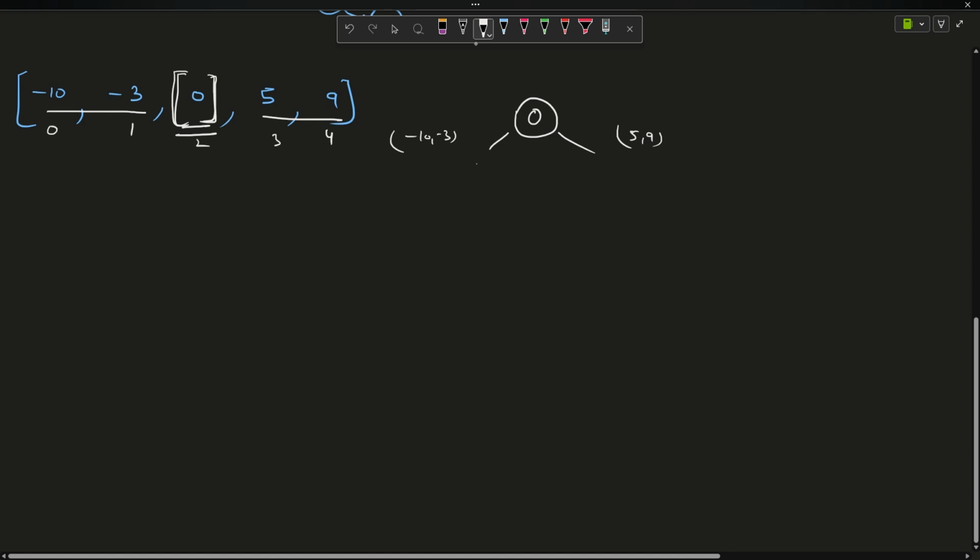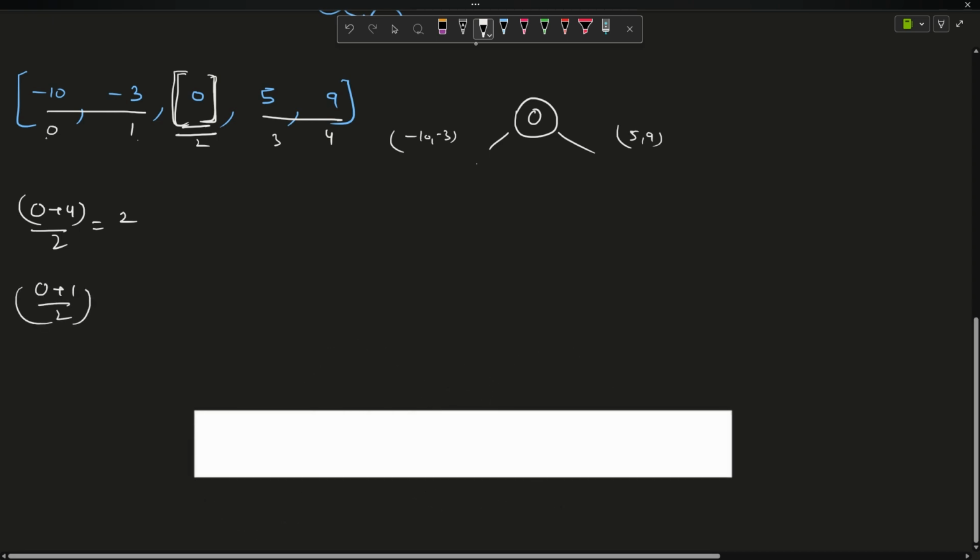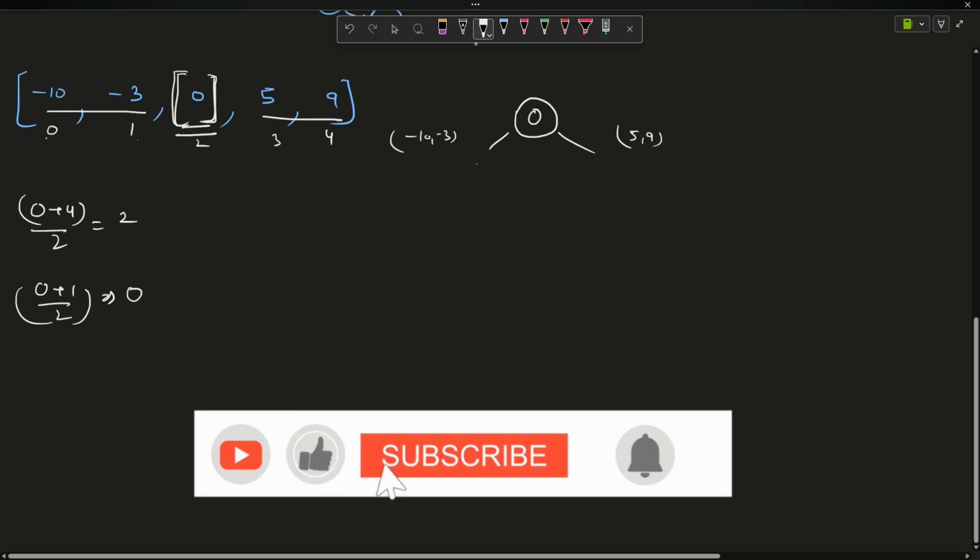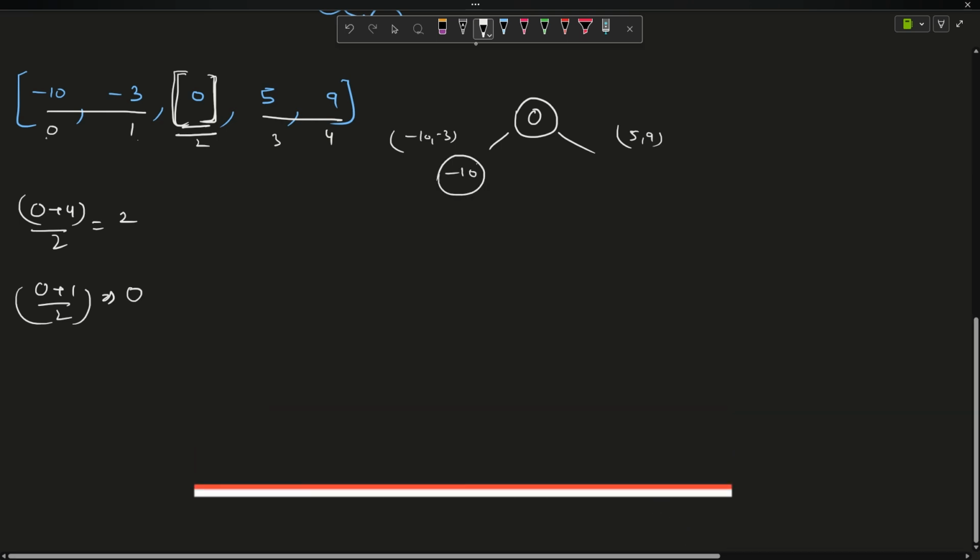For finding this mid, what did I do? I said 0 plus 4 by 2 is equal to 2, right? For this minus and minus, see what are the indexes? It is 0, 1. I will do the same approach. 0 plus 1 by 2 is going to give me 0. Integer division, right? So I will place minus 10 here.